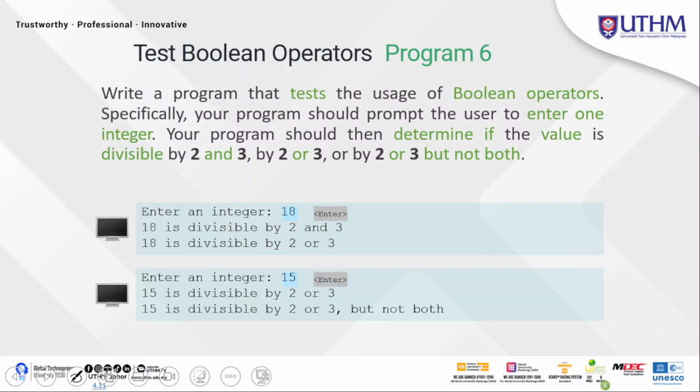Let's write a program to test the Boolean operators. Write a program that tests the usage of Boolean operators. Specifically, the program should prompt the user to enter one integer. Your program should determine if the value is divisible by 2 and 3, or by 2 or 3, or by 2 or 3 but not both. So I guess we're going to have three conditions.